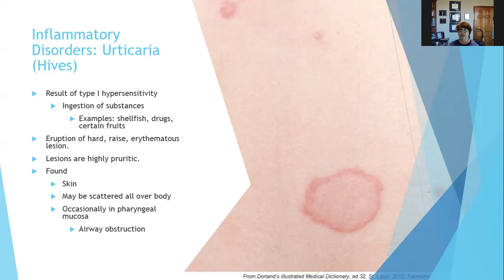And here's a picture of one. So if you've ever had hives, you know what they're like. They're highly pruritic, they're itchy. They're found on the skin and may be scattered all over the body, not just in the area where you were exposed to the pathogen. If it's an ingested allergen, it can cause an airway obstruction by causing hives in the pharyngeal mucosa. So that could be pretty serious.